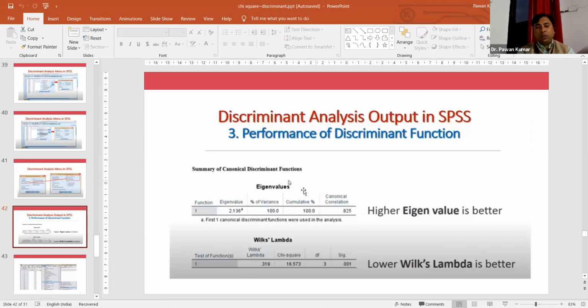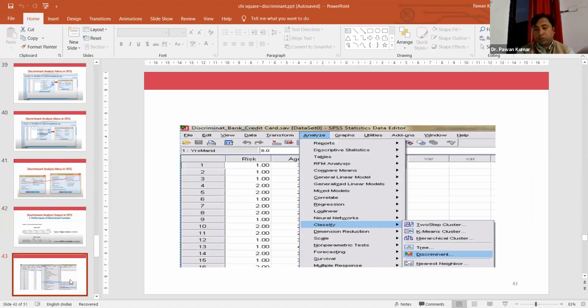You will get the output which is called the summary of canonical discriminant function. In the first table, you will get the eigenvalue. A higher eigenvalue, meaning more than one, is always better. These are the indicators to take the decision. More than one eigenvalue is always better, and in the case of Wilks lambda, the lower Wilks lambda is always better. Now the question that comes to your mind is what is Wilks lambda and what is this eigenvalue? I will let you know in the coming slides.